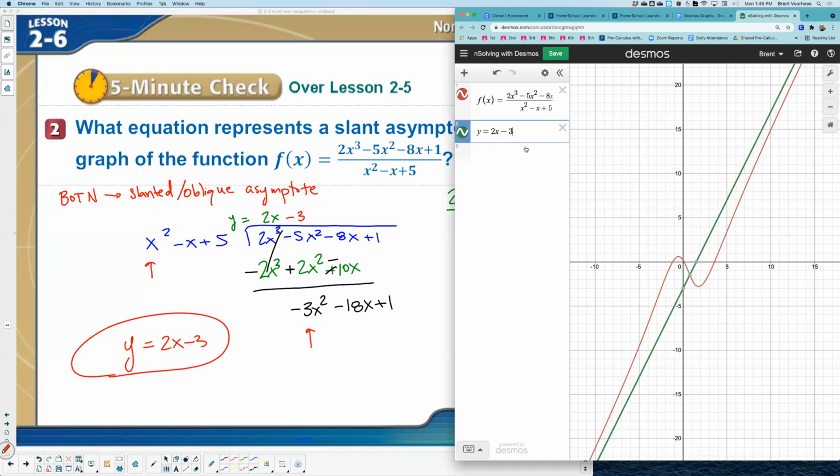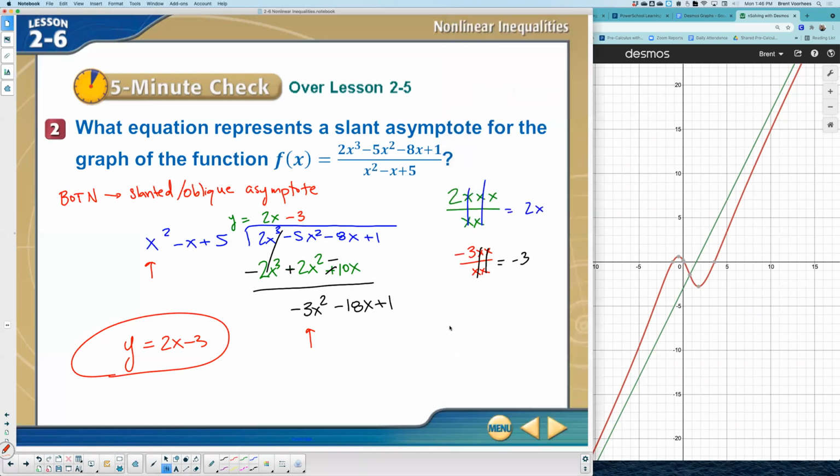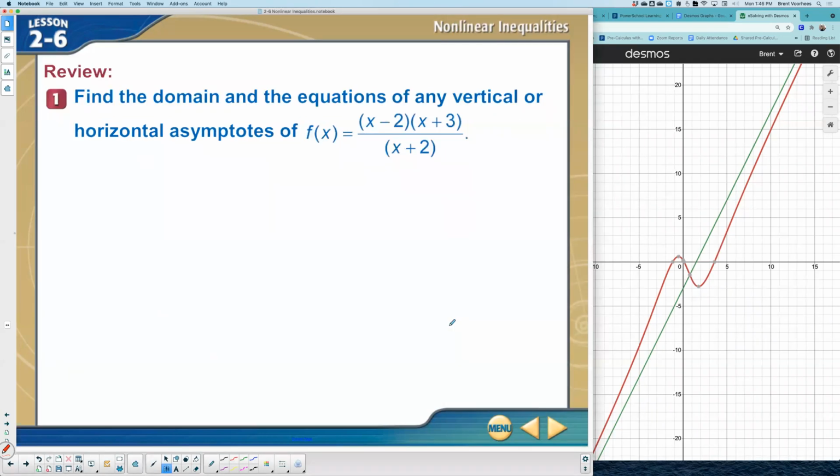Did that make sense, what I just walked you through there? The only math I did was ask you what's the leading term divided by the leading term, and then we did guess and check from there. So with that, I've got 2 review problems. Do you want me to use calculator technique or algebra to do these next 2? Algebra, great.